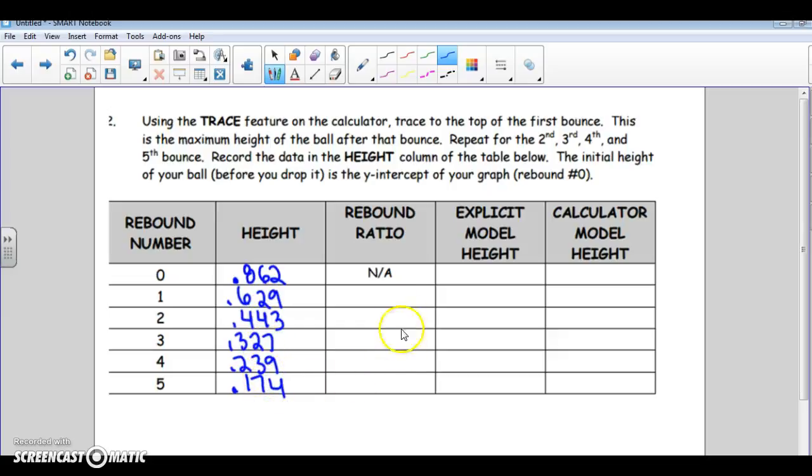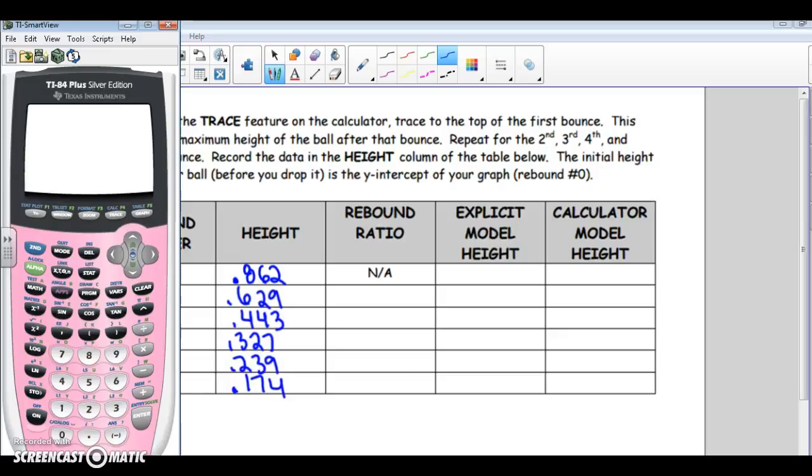So now what we want to do is find the rebound ratio. To find the rebound ratio, we're going to take the second rebound height and divide it by the first, for each one, and that's going to give us our ratio. So on our calculator, we will do the second, 0.629, divided by 0.862. So that is going to be 0.73, and we're going to do that for each of our rebounds.